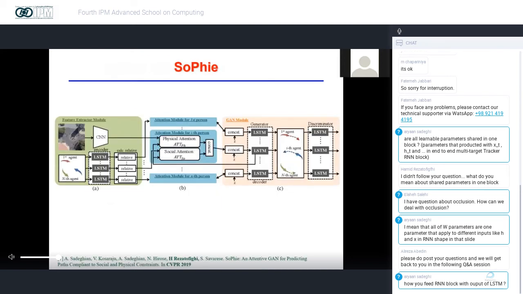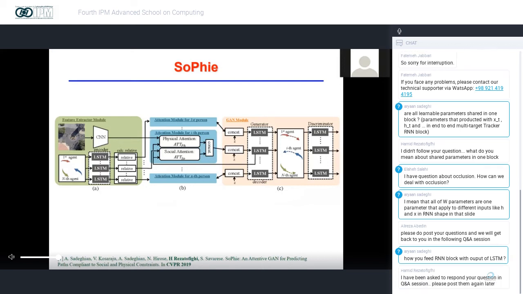So we had a paper called Sophie, published last year. The paper is about, given a map, which can be a top view map or a direct image from the egocentric view of the robots, and given the tracked targets so far, how we can predict their futures and learn a joint representation between them. The idea for the joint representation is very easy. We rely on LSTM to encode the past history of all of the targets.